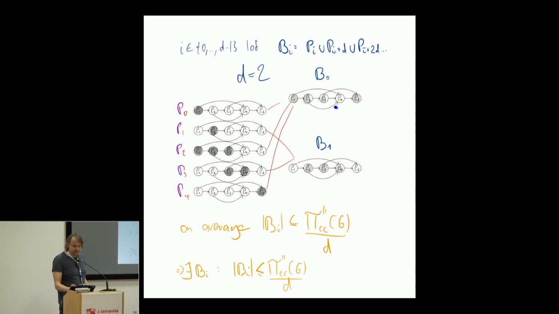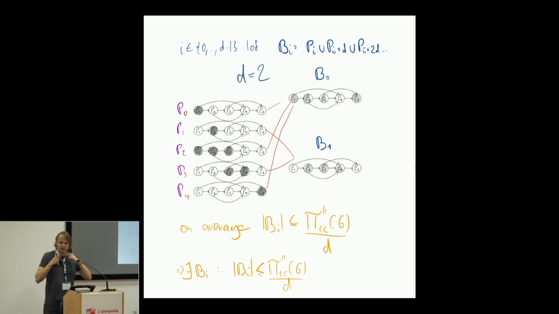pebbles that you see in B0 plus the number of pebbles you see in B1 is less than if you sum each one individually, simply because there could be a pebble in P0 and P2. For example, pebble 1 is the case, which here is counted twice and here only counted once. But it's clear that the sum of the pebbles over the Bi's is less than the sum of the pebbles over the Pi's, hopefully. So on average, there exists some Bi which has at most this Pebbling complexity divided by d many pebbles, right? Because I have those B0, Bi, and so on. On average, they have this size. So pick the smallest one, which will have size at most this.